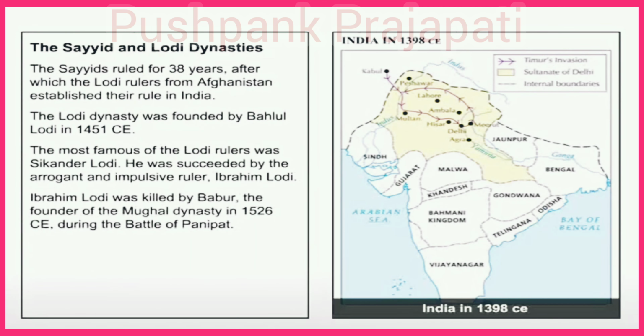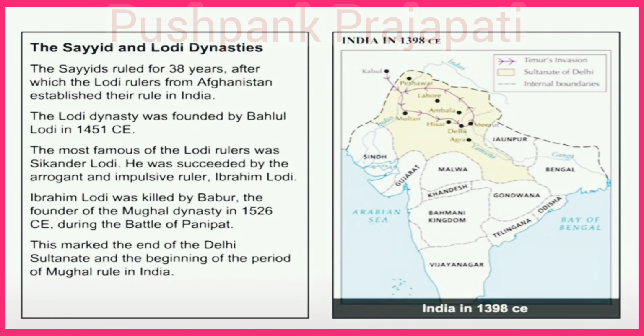Ibrahim Lodi was killed by Babur, the founder of the Mughal dynasty, in 1526 CE during the Battle of Panipat. This marked the end of the Delhi Sultanate and the beginning of a period of Mughal rule in India.